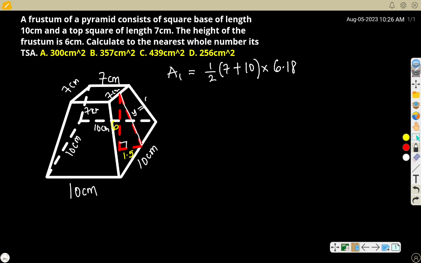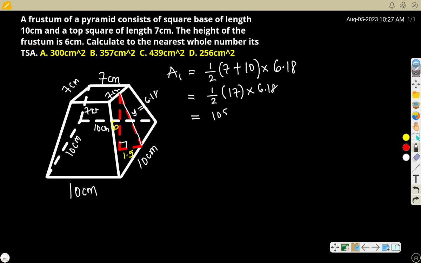That y we got is the height. So that means this is one trapezium. Now you just need to press the calculator. So A1 will be half times 17 times 6.18. So multiply 17 times 6.18.